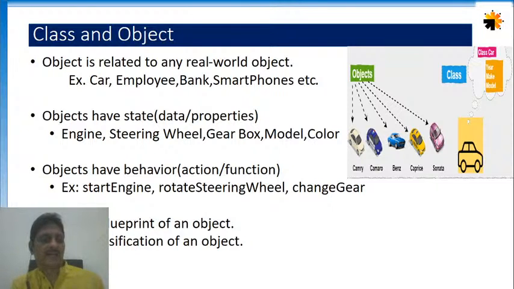And object will have behavior. If you take an engine, it will have engine number, engine fuel capacity, and the function of engine is engine will start, engine will stop. And the steering wheel, you can rotate the steering wheel, and you can change the gears. Whenever the gear is changed, the gear in the gearbox will perform a different function.